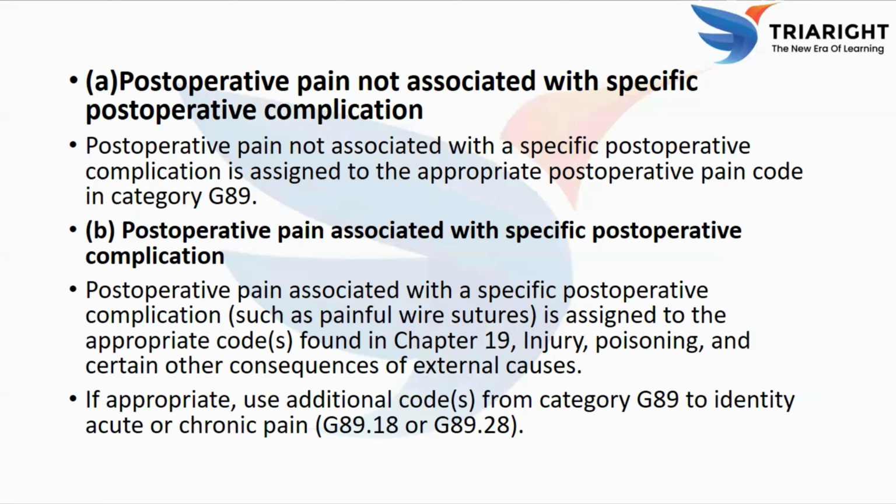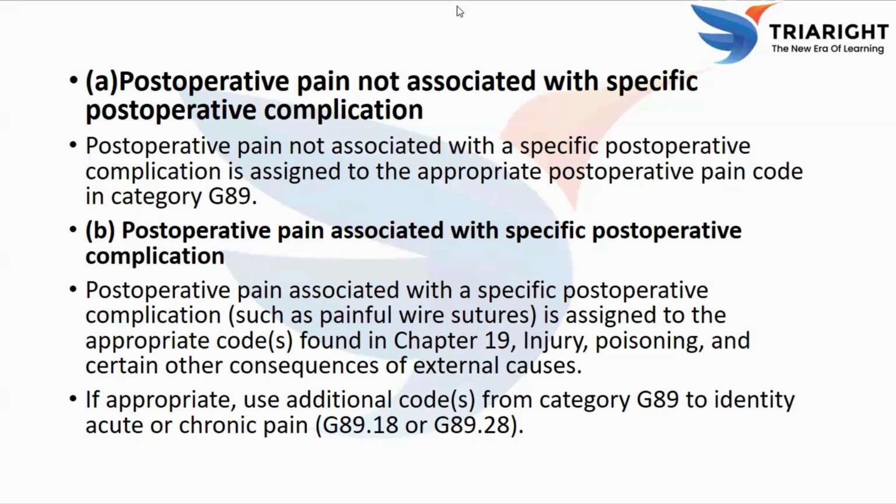So how do you code? You have to code first the complication. From chapter 19, the injury, poisoning and other consequences of external causes, it should be coded first as the principal diagnosis. And then you have to add an additional code from G89 to specify whether it is acute or chronic post-operative pain, right? So this shows both the complication and the pain due to the complication.